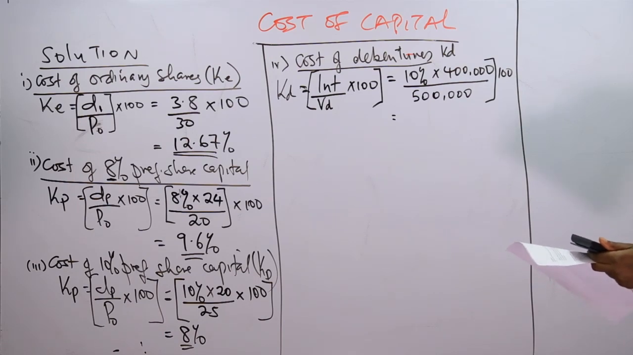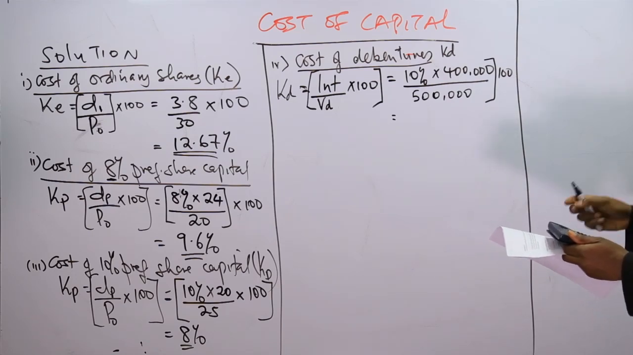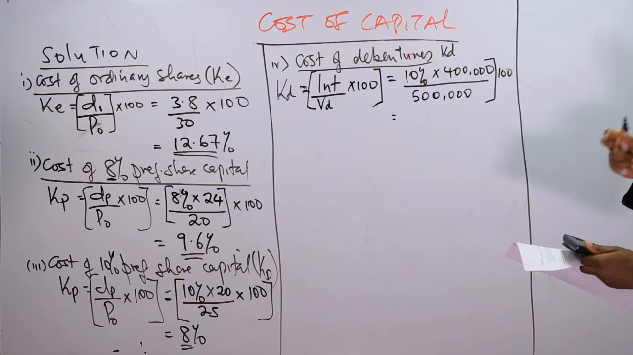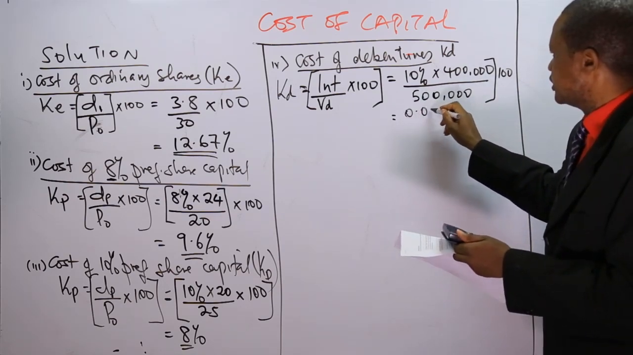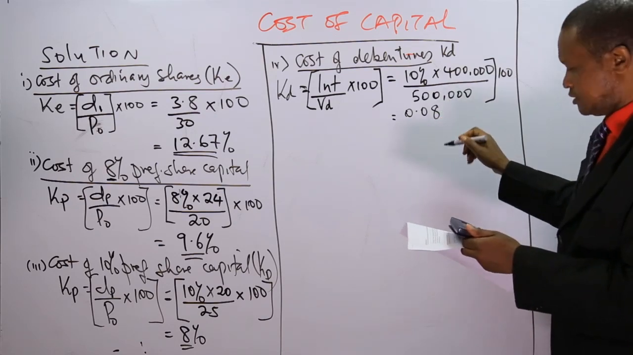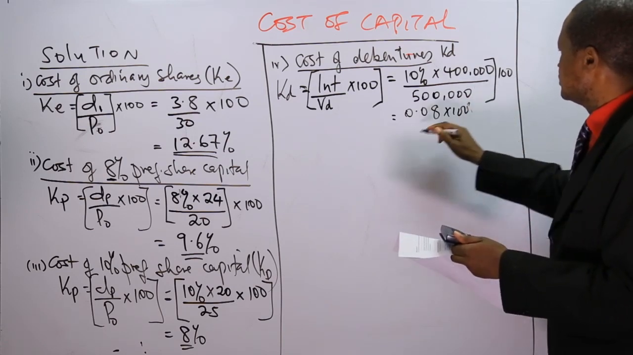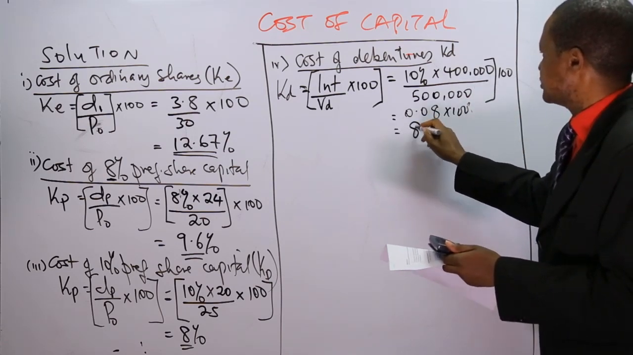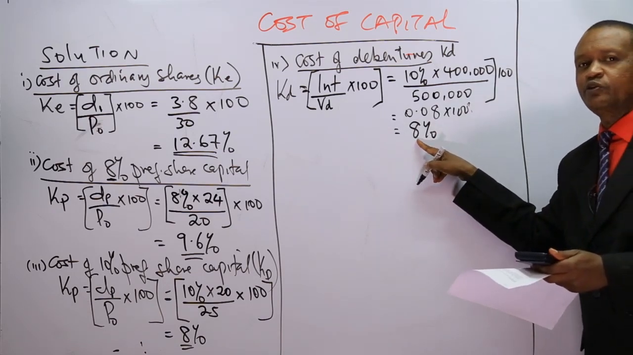That is 40,000. Divide 40,000 by 500,000. The cost here is 0.08 times 100. That will give us 8%. But this 8% is before tax.